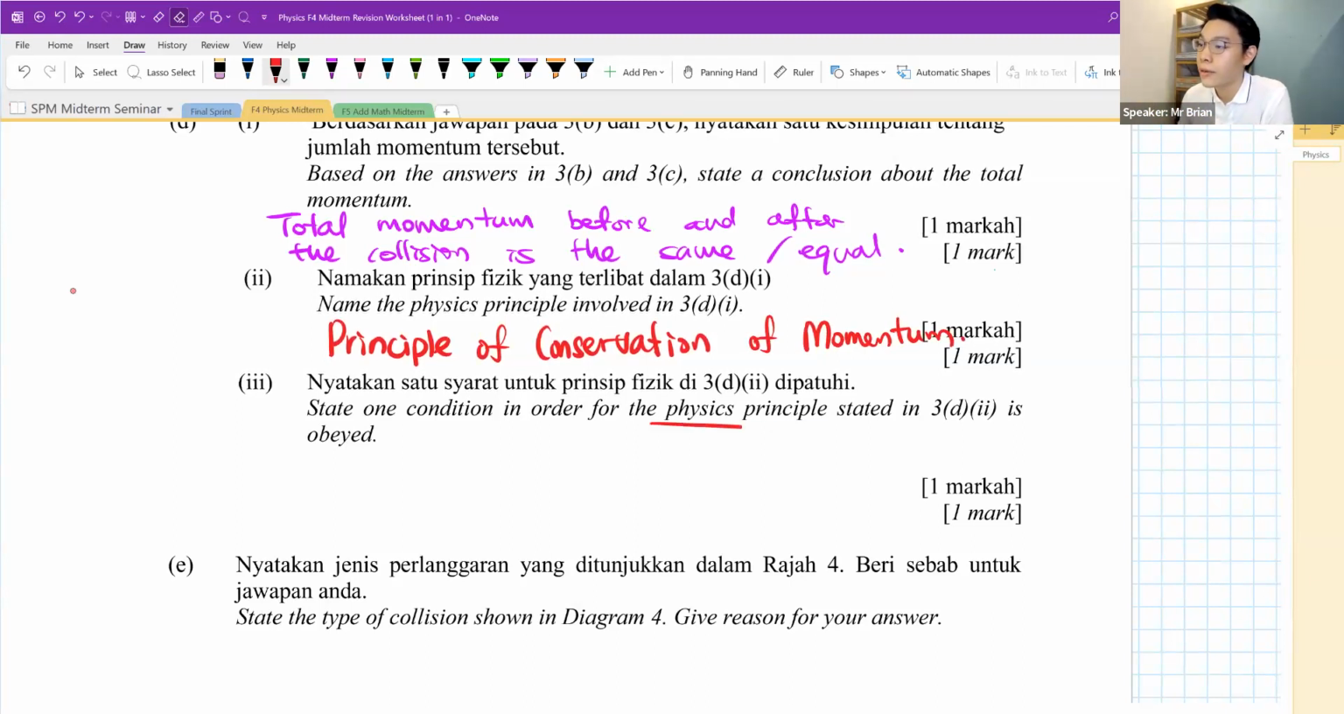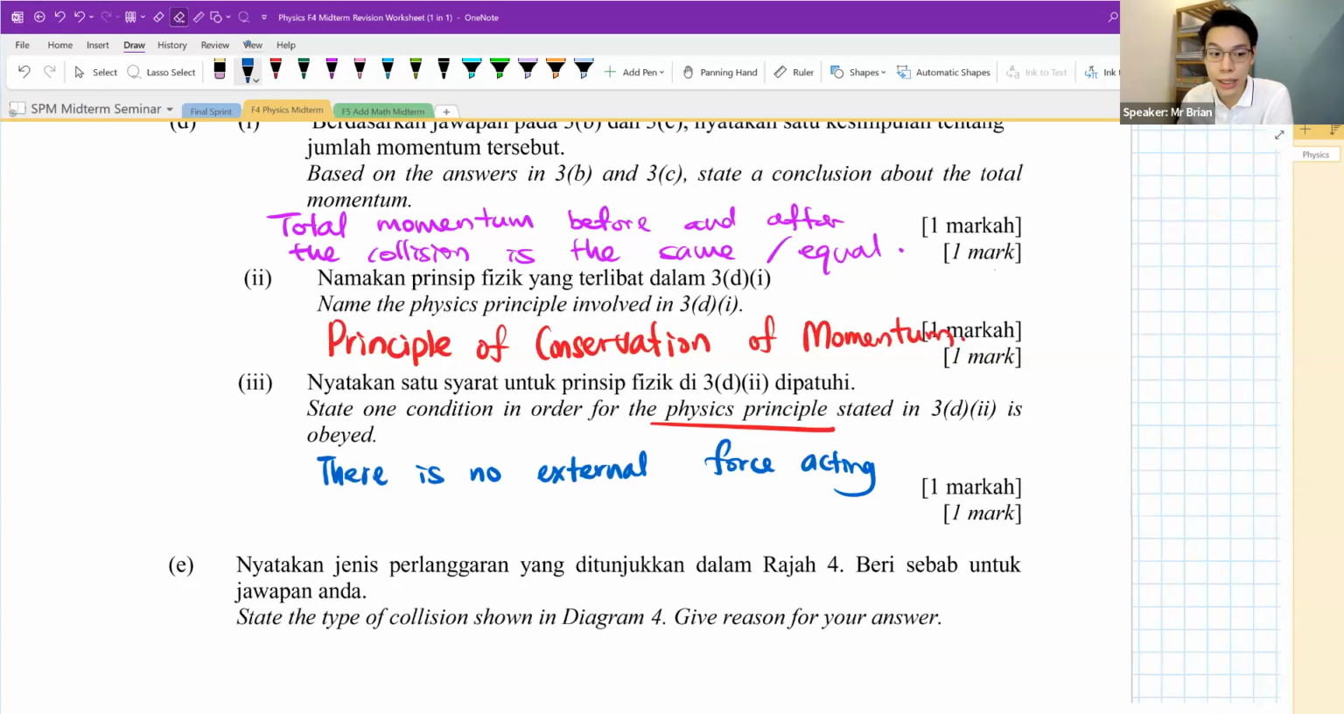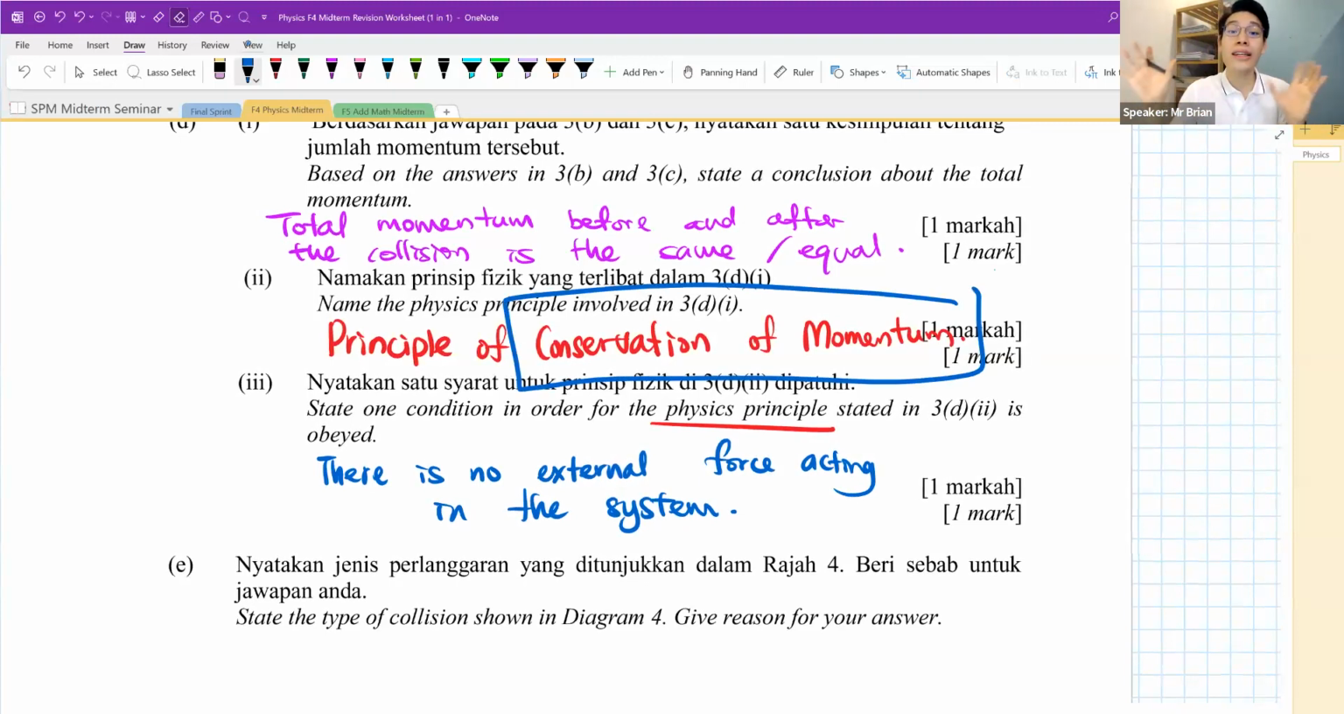State one condition in order for the physics principle to be obeyed. You say there is no external force. Yeah, you can say it's in a closed system as well. Or you can say there's no external force acting in the system. I'll explain this statement in a bit. No external force meaning, in a perfect situation, momentum will be conserved if there's no other forces. External force could mean friction, air resistance, all that stuff.